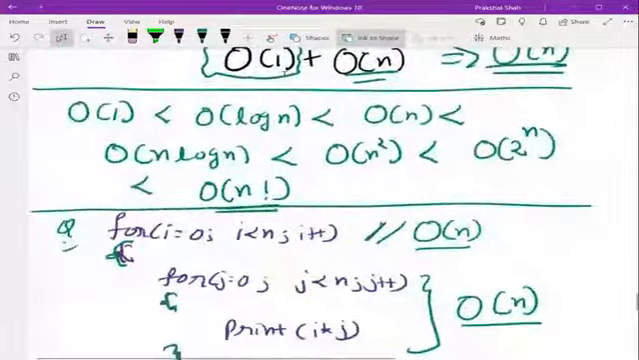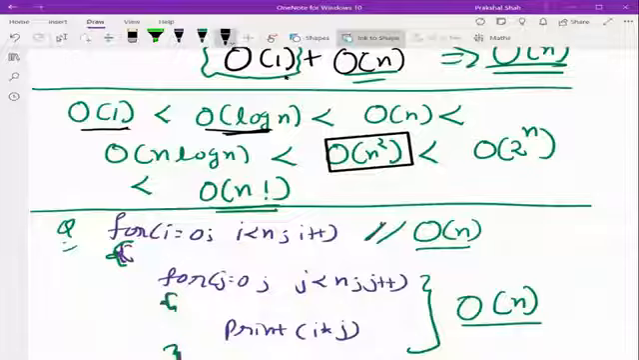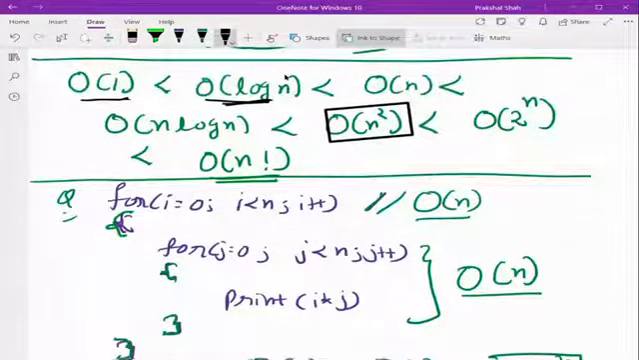This one. Okay. So on this, if you see, order of 1 would always be less than order of log n, and this will always be less than what? Order of n square. This will be my maximum term here. Yes or no?